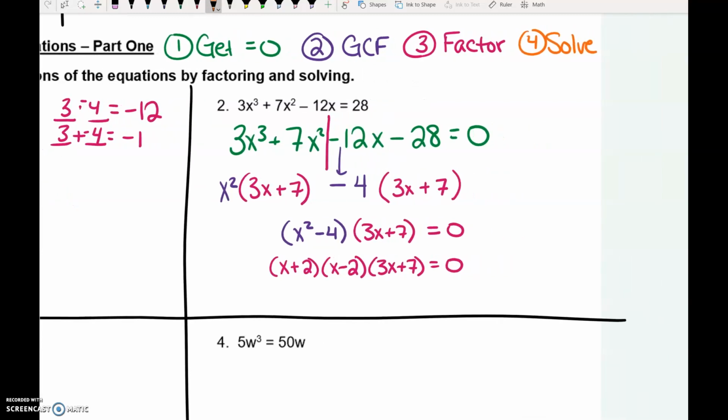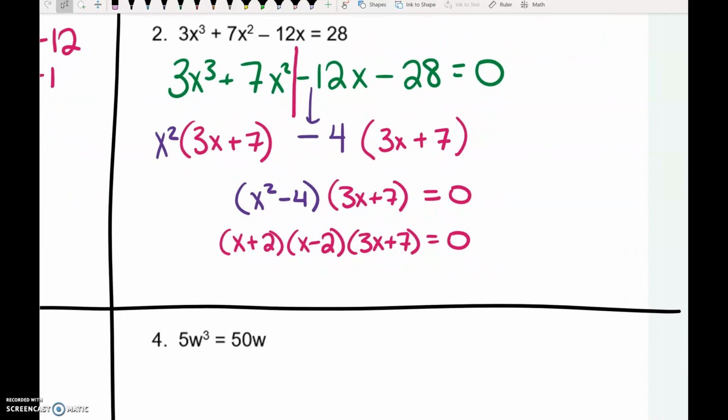All right, now the solving piece. Some of these are very, very easy to solve. What's the solution for this set of parentheses? -2, because -2 plus 2 is 0. What's the solution for the next set? +2, because 2 minus 2 would give us 0.